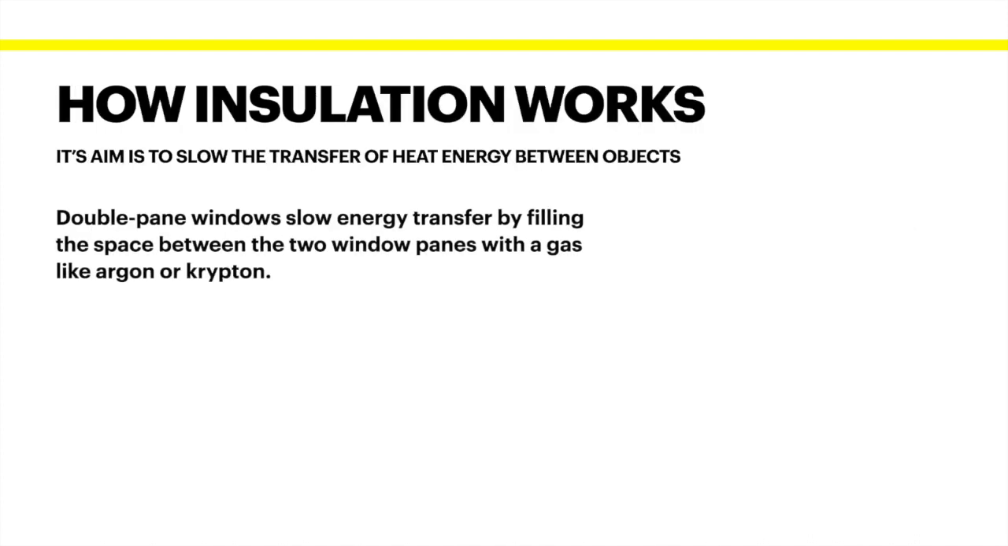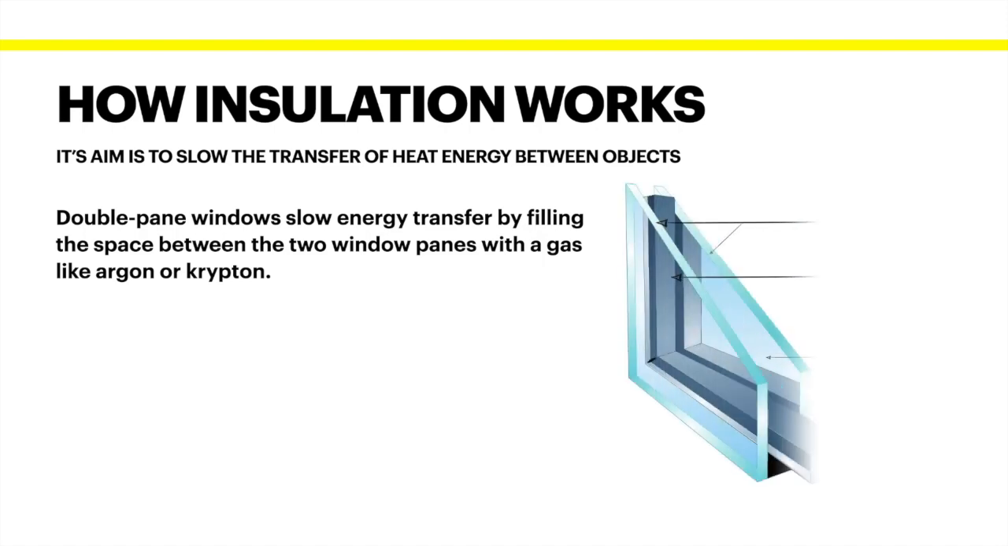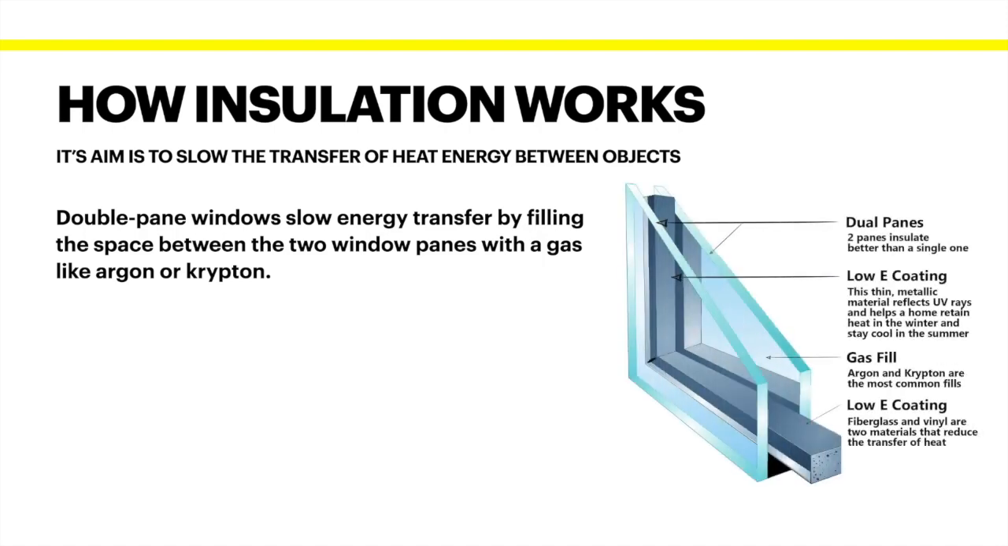Its aim, remember, is to slow the transfer of heat energy between objects. You can probably hear my dogs barking, just ignore it. So insulation is supposed to slow down that heat energy transfer, right? For example, a double pane window will slow energy transfer by filling the space between the two window panes with a gas.